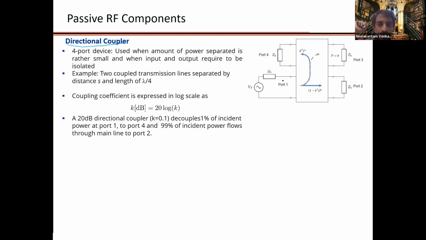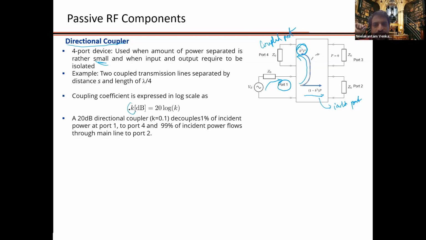In the directional coupler, if you feed a signal in port 1, a part of the signal goes to port 4, which is called the coupled port, and 1 minus k square P goes to the isolated port. So the power that gets separated is rather small.